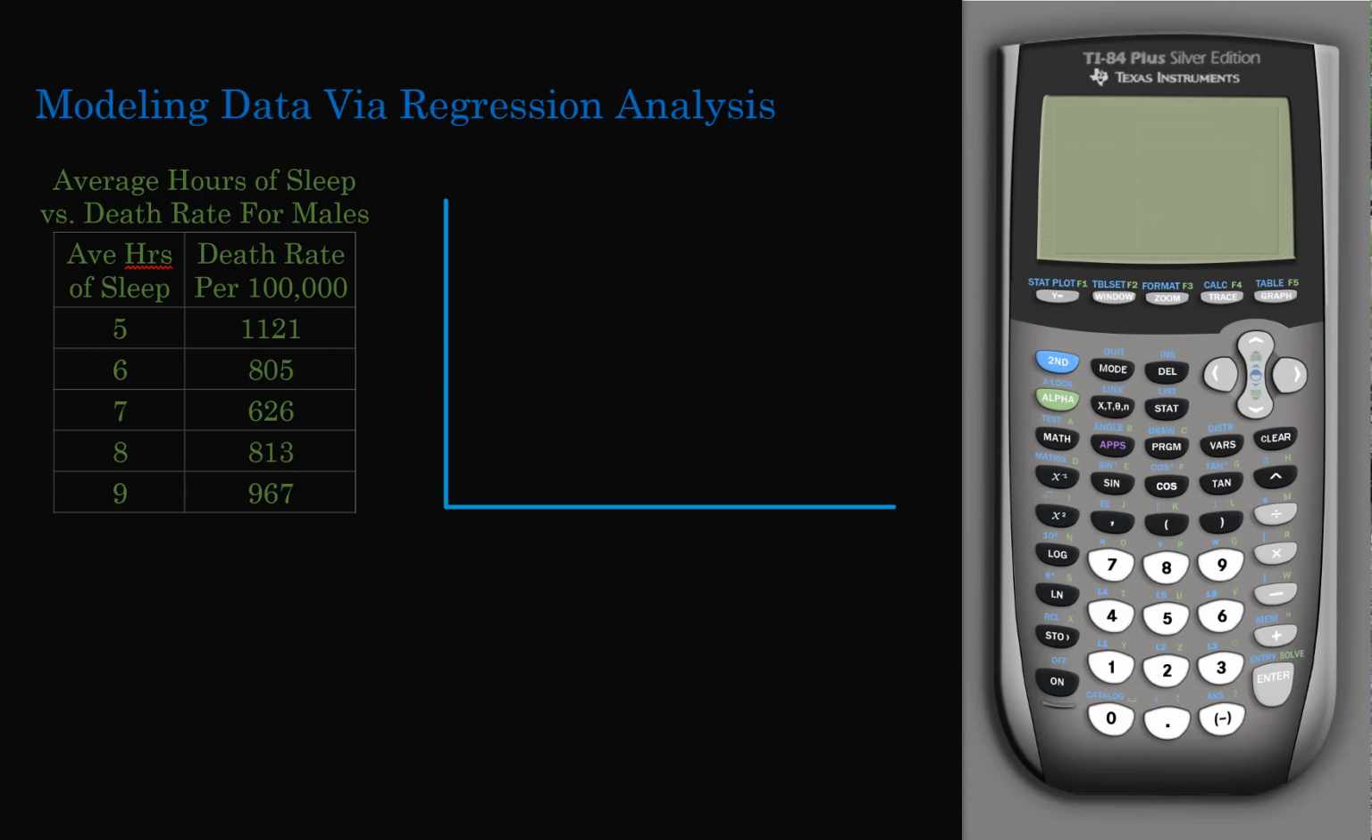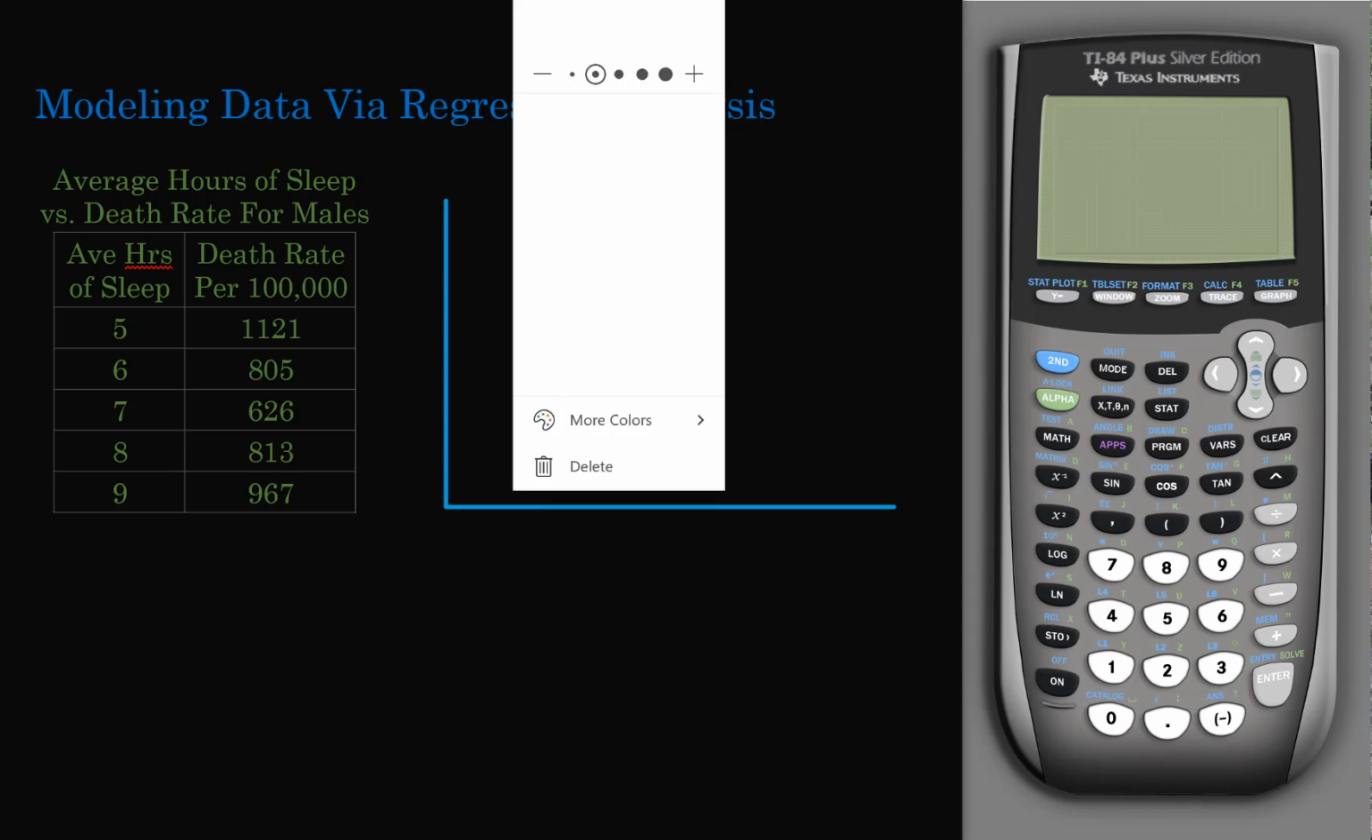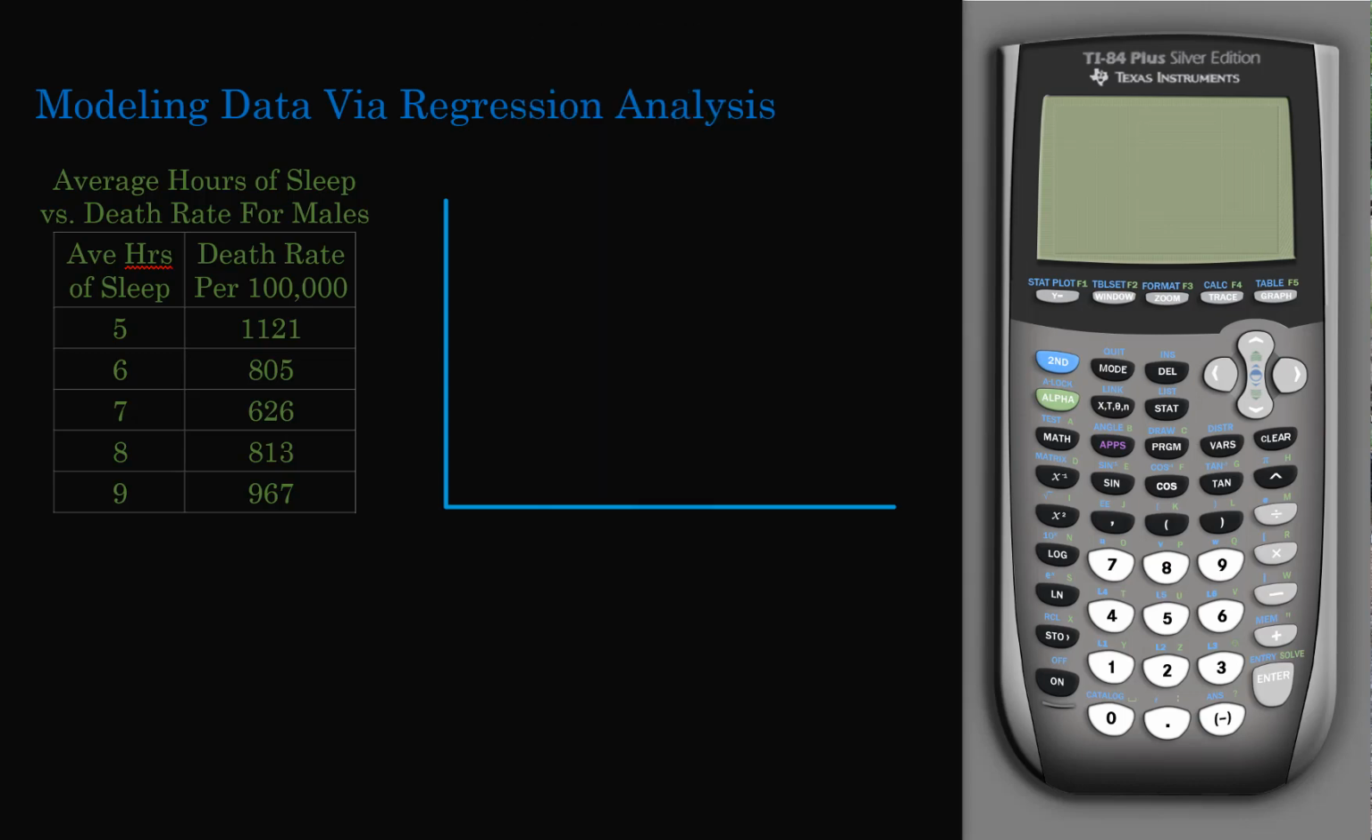What we have here is a set of data, and in this set of data, it's the average hours of sleep a night and a death rate per 100,000. This is for males in the United States. It's rather interesting to see how this works. So I'm not going to go into the why the relationship exists and things of that nature, but here's the data.